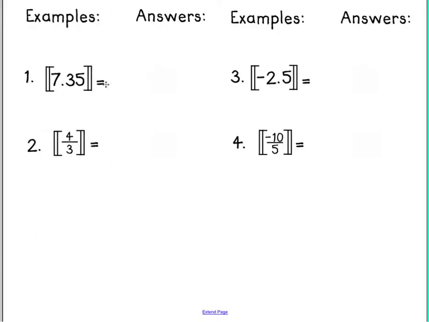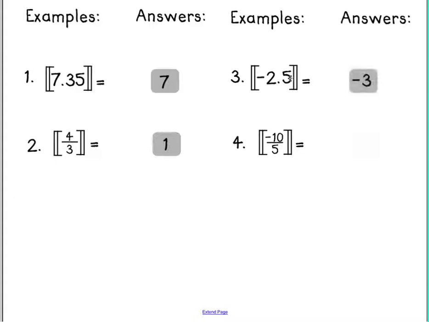So for example, this indicates that I'm looking for the greatest integer that's no bigger than 7.35. That should be just 7, because if I put an 8 in, then I've gone over the 7.35. Here, if you think about what that fraction is, it's 1 1/3. It's sort of like rounding down, so my answer is 1.